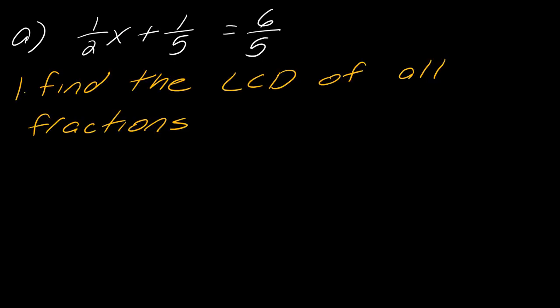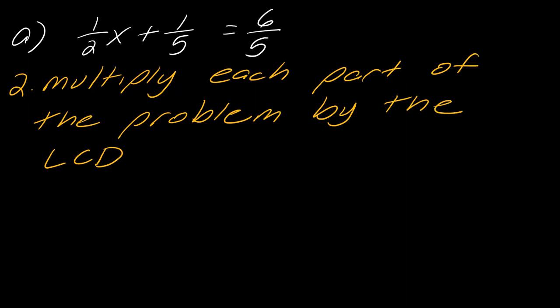So here's what we do. The first thing that we want to do is find the LCD of all fractions. In this case, all fractions: 1/2, 1/5, 6/5. Taking all of these into account, what would the LCD be? Well, 2 and 5 have nothing in common, so 10 would be the LCD. Okay, so after you find the LCD of all your fractions, the next step is to multiply each part of the problem by the LCD.